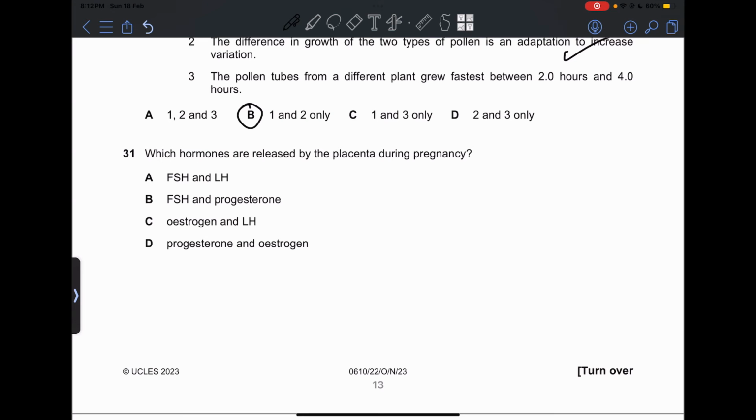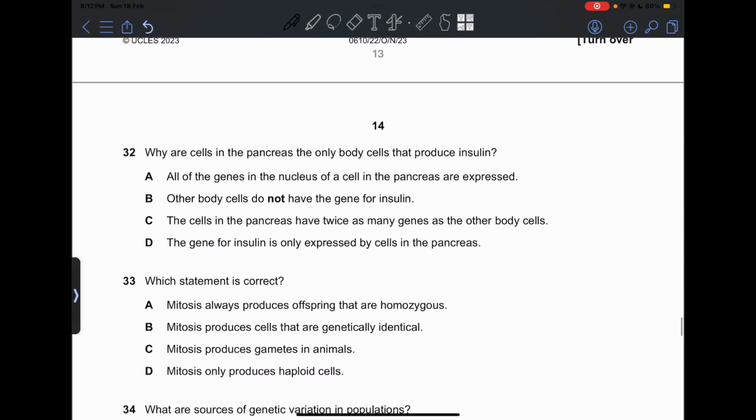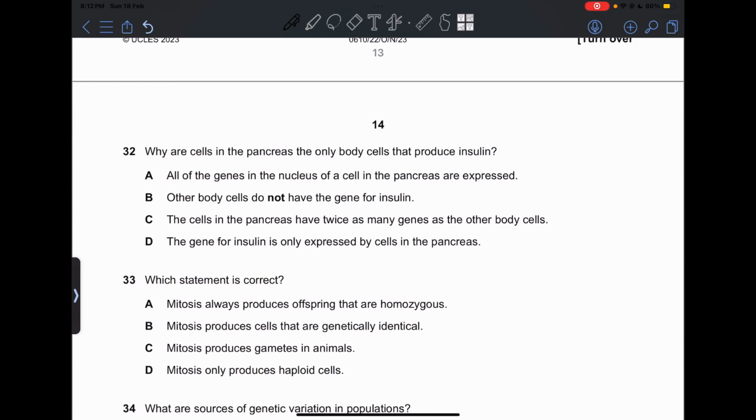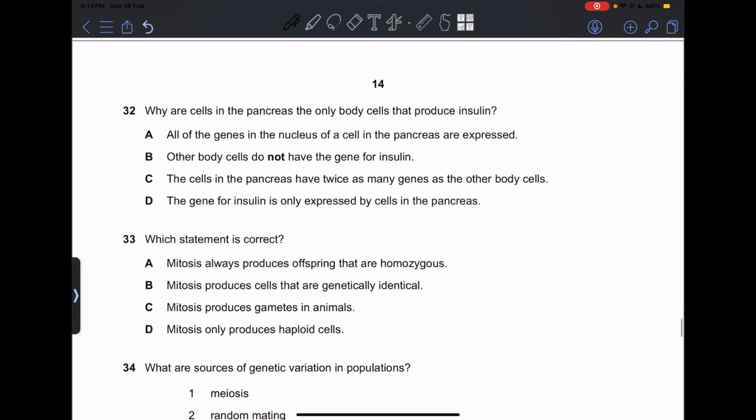31. Which hormones are released by the placenta during pregnancy? This is actually progesterone and estrogen. 32. Why are cells in the pancreas the only body cells that produce insulin? A says all of the genes in the nucleus of a cell in the pancreas are expressed. This is actually incorrect. B says other body cells do not have the gene for insulin. This is incorrect because all of our body cells have the gene, but they are not expressed.